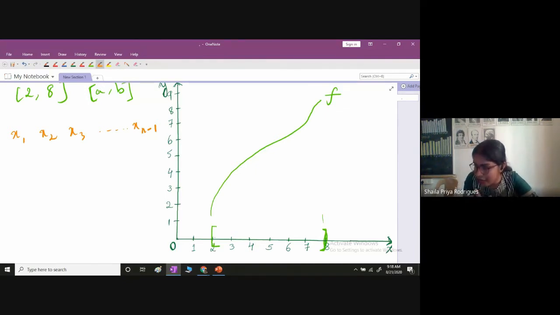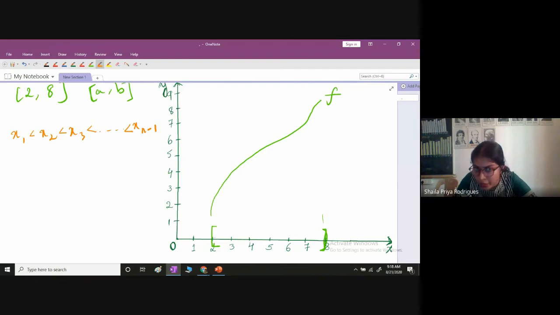So there is some inequality that they have to satisfy. What inequality is it? Is it x1 less than x2? We'll choose this inequality: x1 strictly less than x2, x2 strictly less than x3, x3 strictly less than the next number, and so on. These intermediate points that you've chosen will satisfy this inequality.